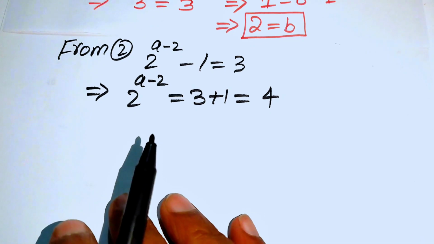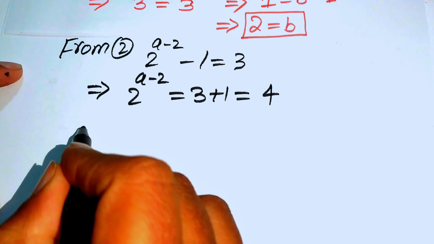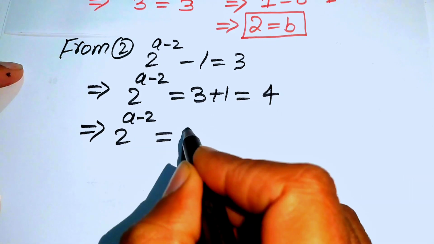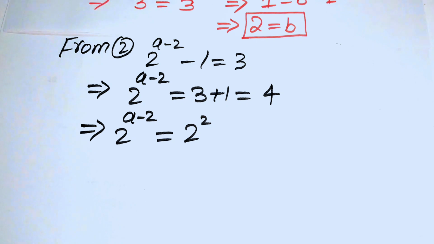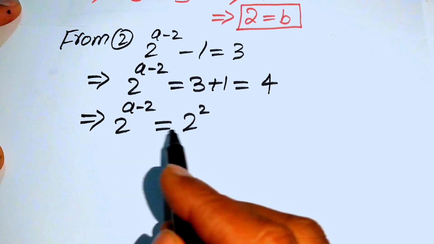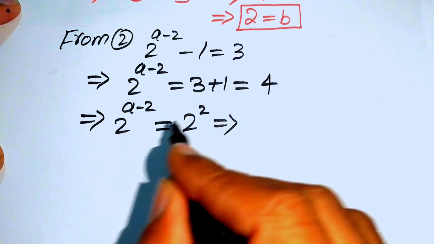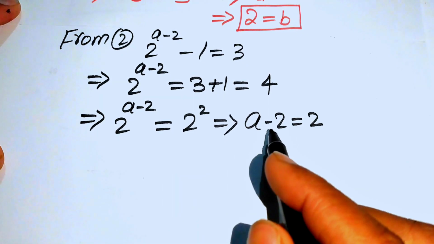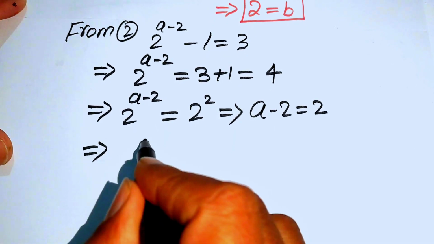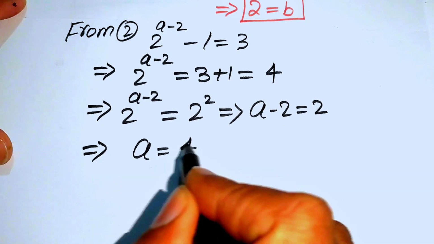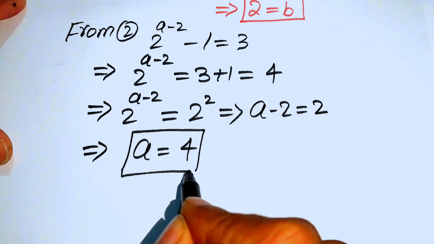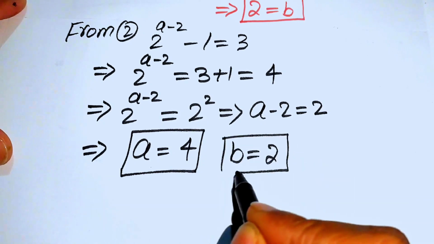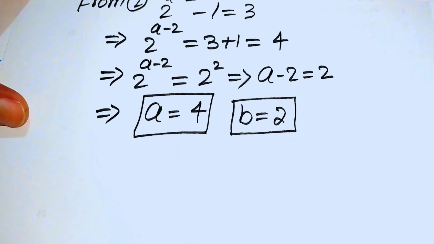So here we rewrite this 4: 2 to the power of a minus 2 equals, the 4 becomes 2 squared. And now you focus on both of the sides, and you see that the bases are same, so we equate the exponents, and we write it as a minus 2 equals 2. And now we move this minus 2 to the right hand side, and it becomes a equals 2 plus 2, which is 4. So this is the value of a, and we already found the value of b. So these are our final values of a and b.